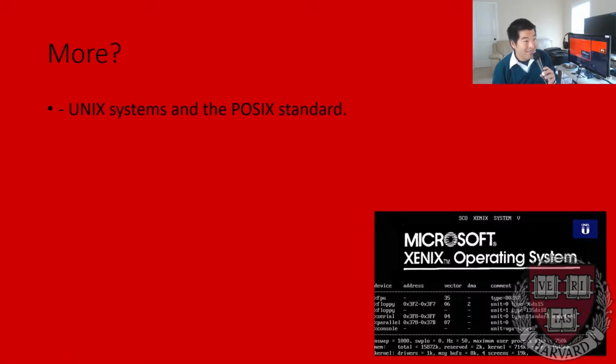More on Unix systems and the POSIX standard. The POSIX standard basically means a portable version of Unix, and they are pretty much alike. It really depends on the developers. Here we have a Microsoft Xenix operating system, giving details of the device address, vector, DMA, and comment. It's a lot like a boot menu, but it is not a boot menu. Let's move on.